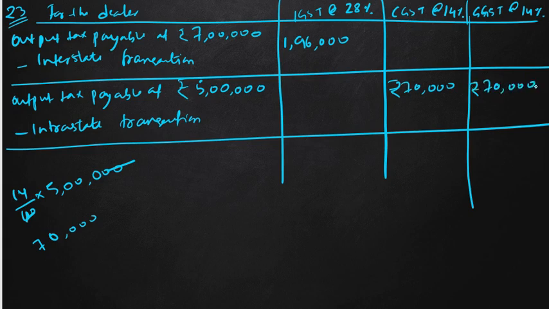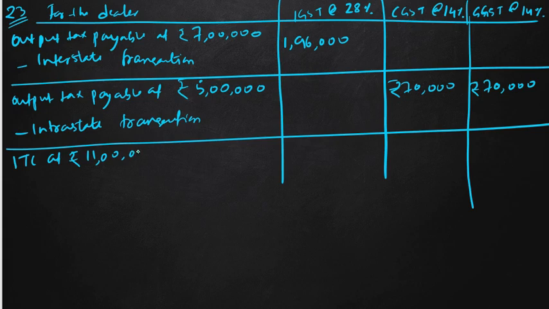So CGST will be rupees 70,000, and as SGST is also 14%, it will also be 70,000. Okay, now the next one. On the total value of his receipt, we will calculate the ITC. So ITC will be calculated on rupees 11 lakh.